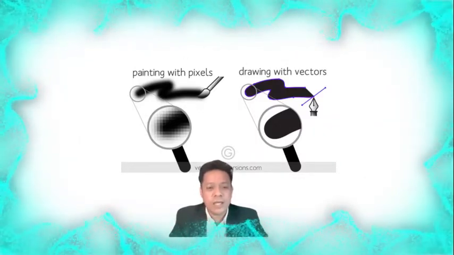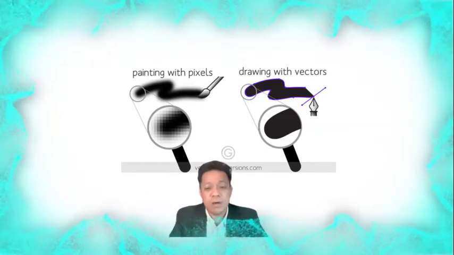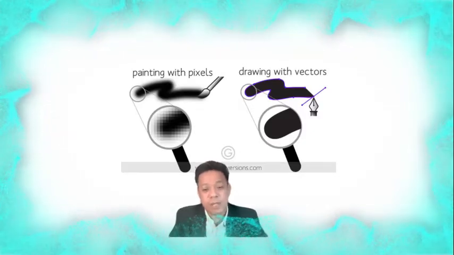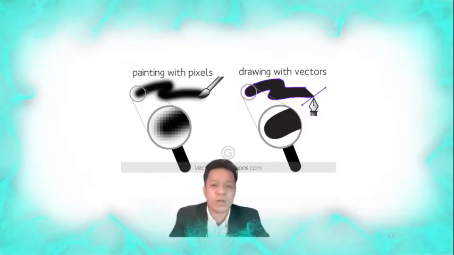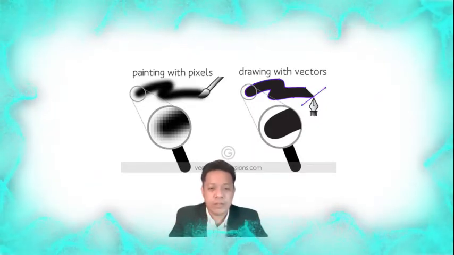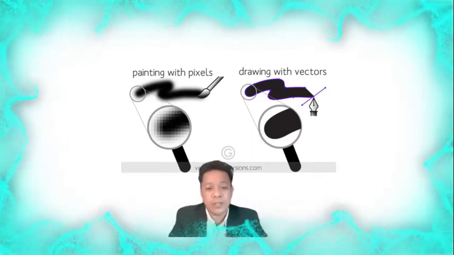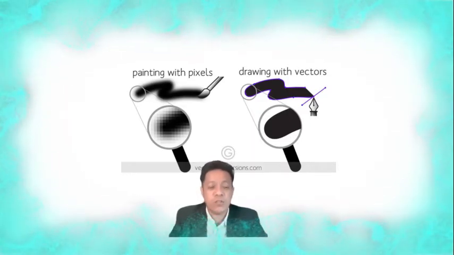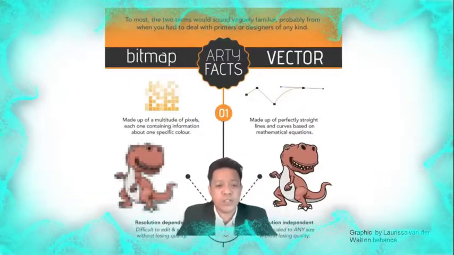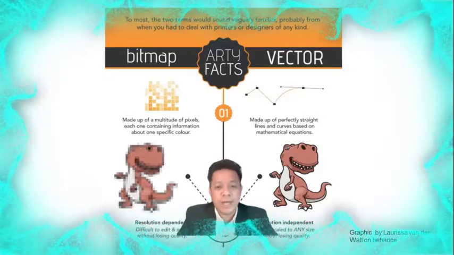So this is an example of raster, and this one is an example of vector. This is just to know the concept and the principle behind these two different types of graphic that we develop. If you want to maintain the original quality of the image, I suggest you use vector. This is another example showing the differences between the bitmap or raster and the vector image.